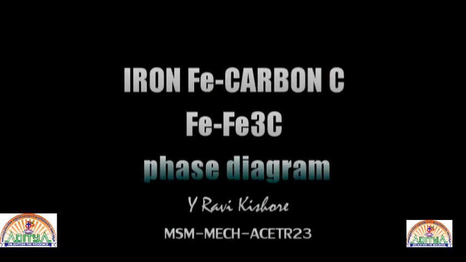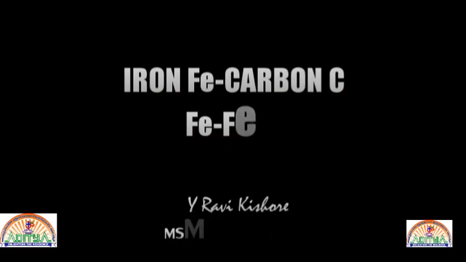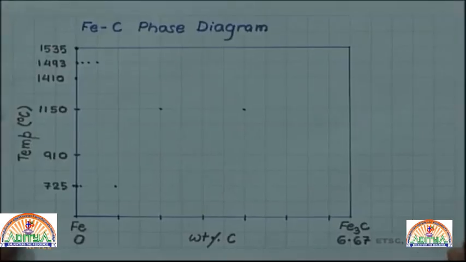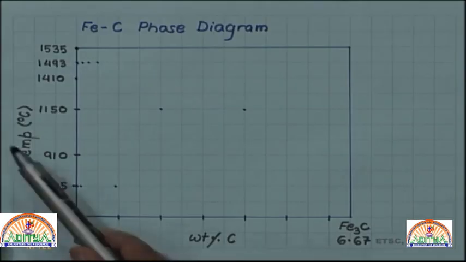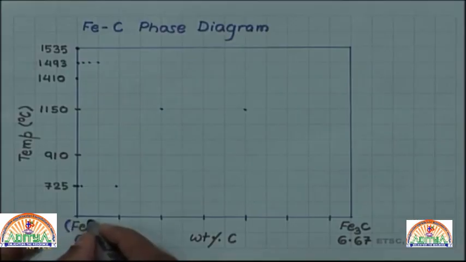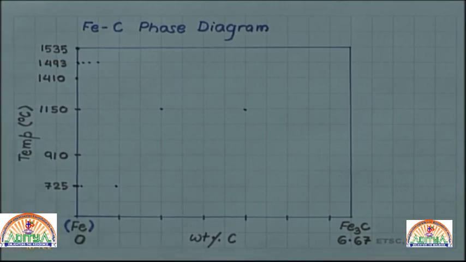Okay, let's look at the iron carbon phase diagram. We know that the phase diagram is in the box form, where the y axis is the temperature and the x axis is the carbon weight percentage. So one end is iron, its weight percentage is 0, and the other end is Fe3C, so its weight percentage is 6.67.